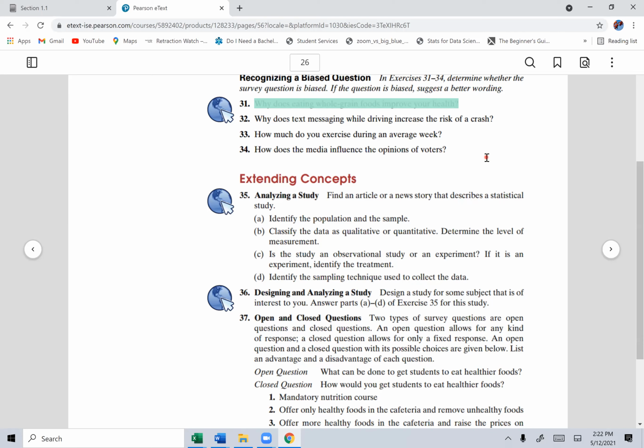And the other issue is who's making the claim. It's the company that just produces the cigarettes. That's another bias there. Here's another one.